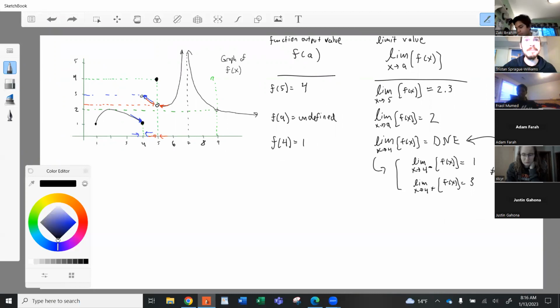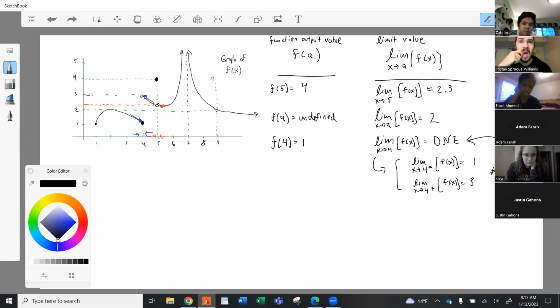Sure, Justin. So in f of 5, why does the dot go all the way up to 4? Why did I draw it like that? Just because I wanted to give an example of a situation where the function value exists and the limit value exists. They both exist, but they're just not equal to each other. I wanted to have an opportunity to describe that in this example. Okay, because there's no other point on this graph where that would happen.